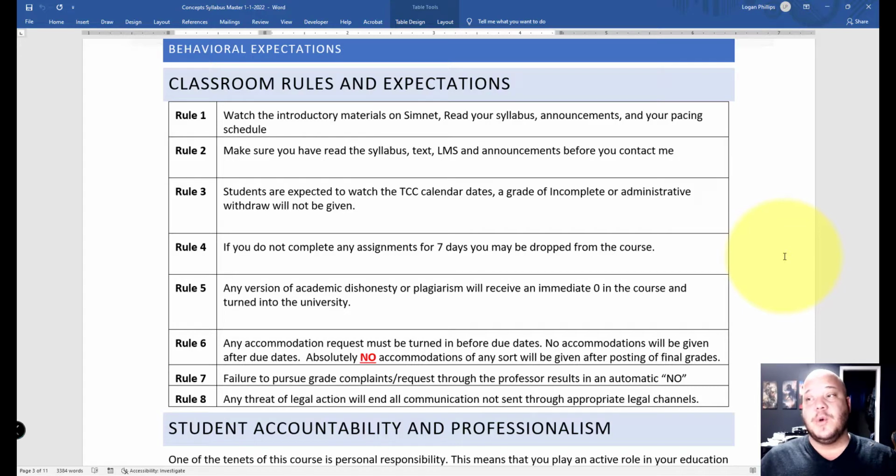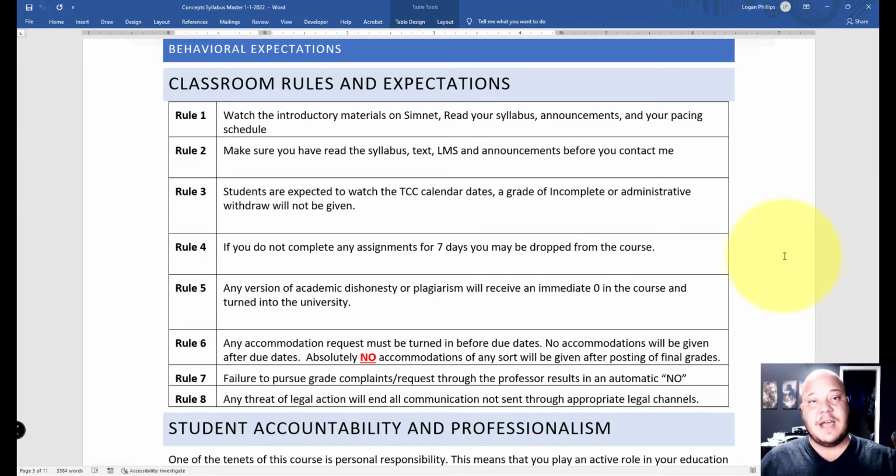So make sure that you are watching your academic calendar and understanding the complex issues with your financial aid and your academic calendar. Because as a professor, I do not give incompletes or administrative withdrawals unless you miss that 7-day window. Then I will give you an administrative withdrawal and drop you from the class. Rule 4, if you do not complete an assignment for 7 days, you may be dropped from the class. So remember, on the first week, you have until Friday, 5 days.